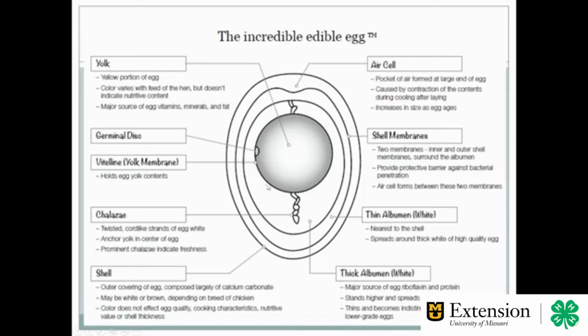The vitelline membrane is the membrane that holds the yolk together. And so when we say, hey, I broke the yolk, or mom says, sorry, honey, I broke the yolk, it's not actually the yolk that she broke. It's actually the vitelline membrane. So next time that happens, you can correct your mom.